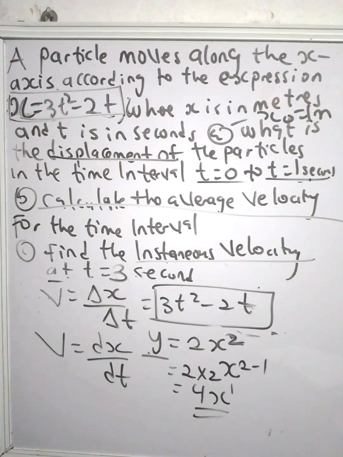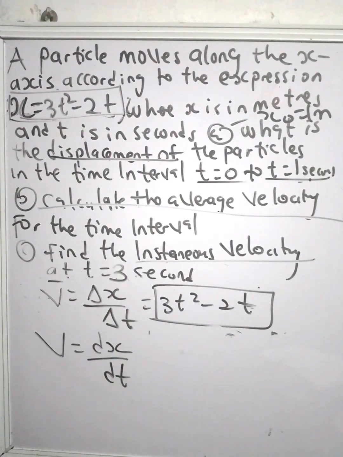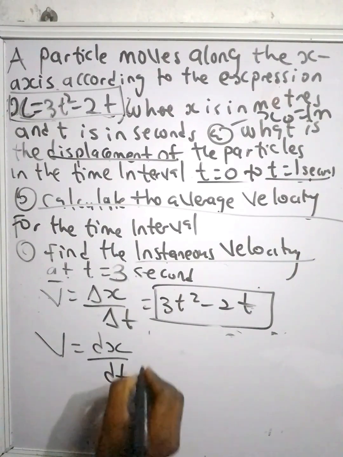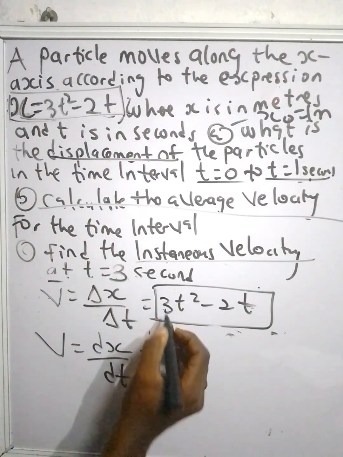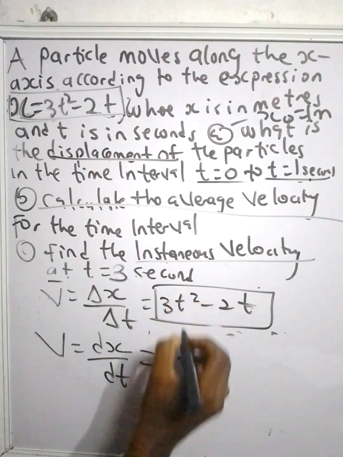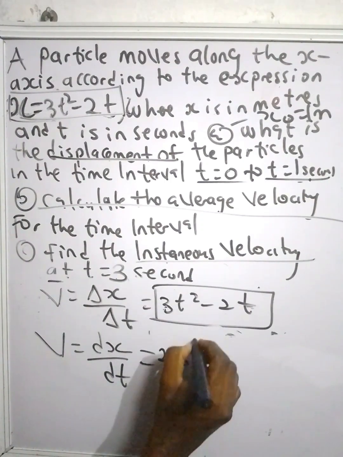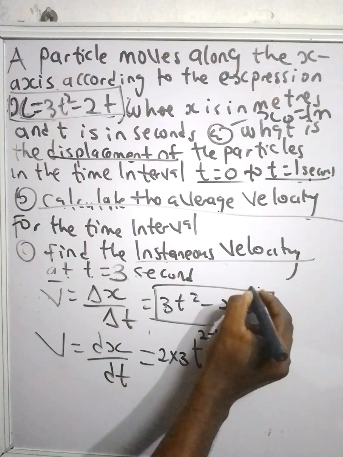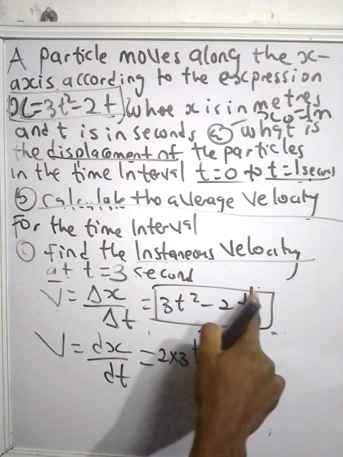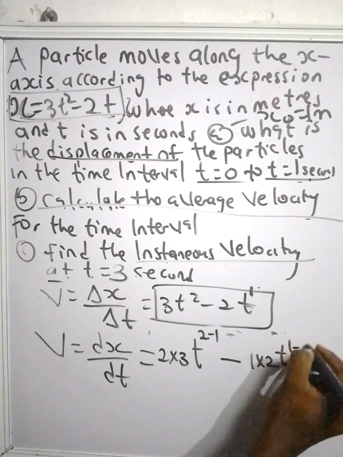So what we are going to do in instantaneous velocity is differentiate. Anytime you are asked to look for instantaneous velocity, always differentiate. Now we want to differentiate 3t squared minus 2t. Let's go, everybody. Multiply the power by the coefficient. The power is 2, and 2 times 3 is 6. Repeat the base and reduce the power by 1, that's 2 minus 1. For the minus 2t, there's a 1 here that is invisible. Multiply the power by the coefficient, that's 1 times 2. Repeat the base and reduce the power, that's 1 minus 1.